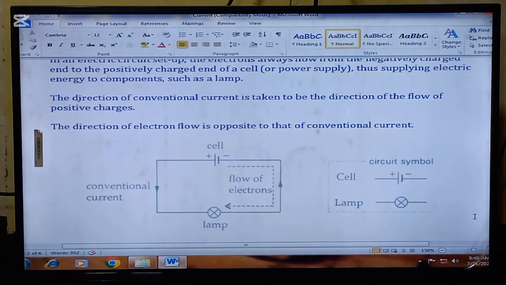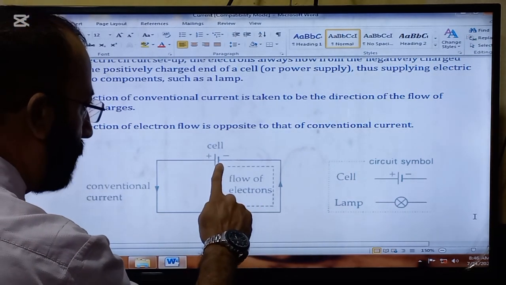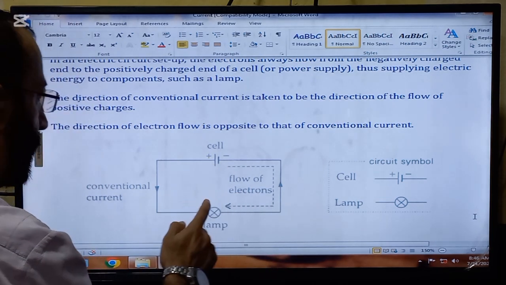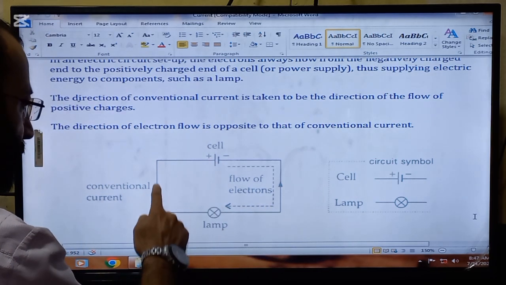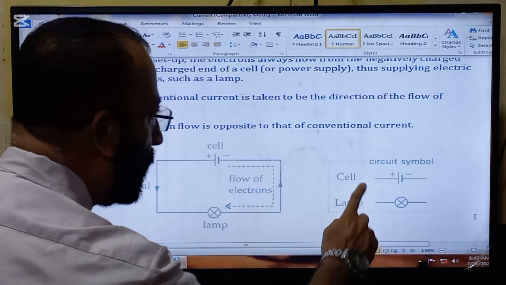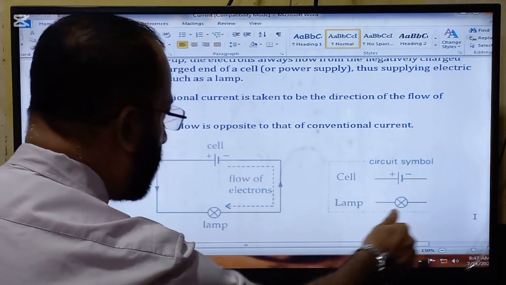Here is a figure. You can see the flow of the electron is from the negatively charged end to the positively charged end, whereas the conventional current is from the positively charged end to the negatively charged end. This is the circuit symbol, this is the cell, and this is the lamp.